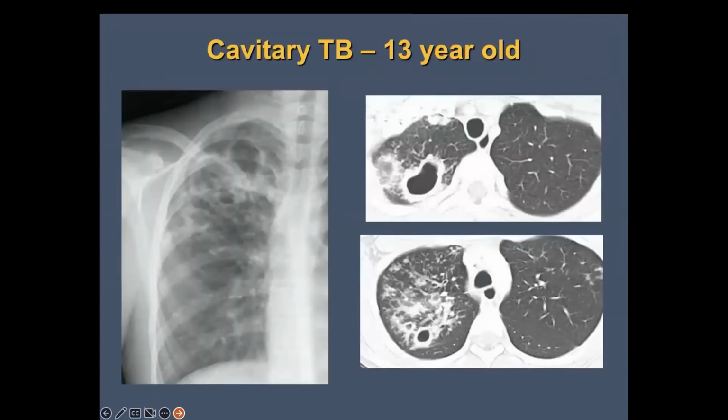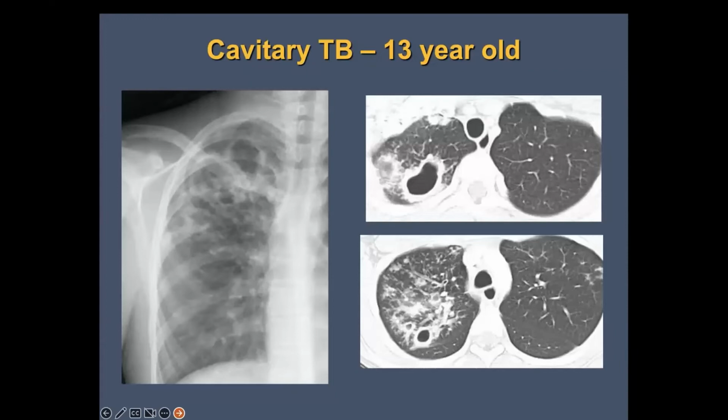Cavitary disease has a very specific appearance in that cavities are air-filled spaces. There are areas of destruction in the lung. So you're going to have a cavity and you're going to have air in it, and the surrounding tissue is going to tend to be quite thick. So most cavities have a very thick rind.